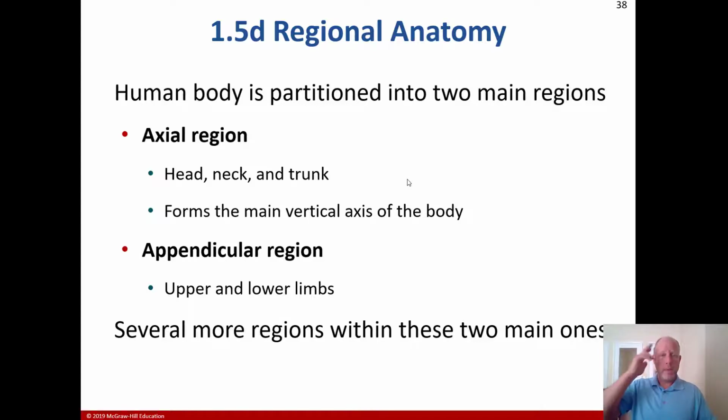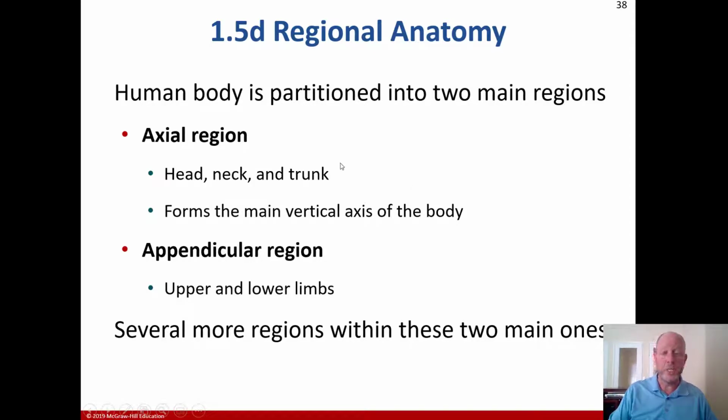Your axial is your head, neck, and trunk. Some people call it torso, okay? It forms the main vertical axis of your body. We don't want to call it torso, call it axial region, right? When I say it's also called, don't use that one. Use the primary term we use. But the axial region is the head, neck, and trunk, and the appendicular is your limbs, your appendages, right?